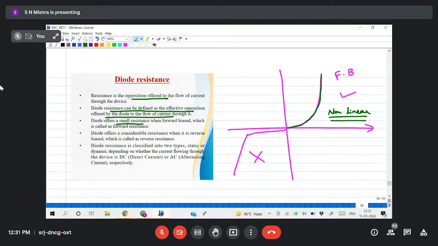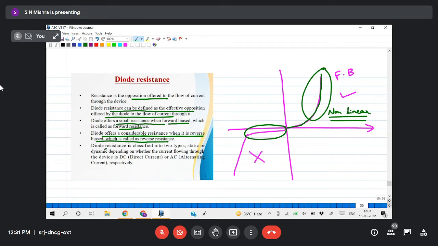So diode offers a very small resistance in forward bias condition because you see an exponential current rise. So obviously the resistance offered by this diode is very less. Diode offers a considerable resistance in the reverse bias condition, because a lot of resistance is offered, and we are getting very small current in this reverse bias condition. We are not considering this breakdown because the diode will burn.